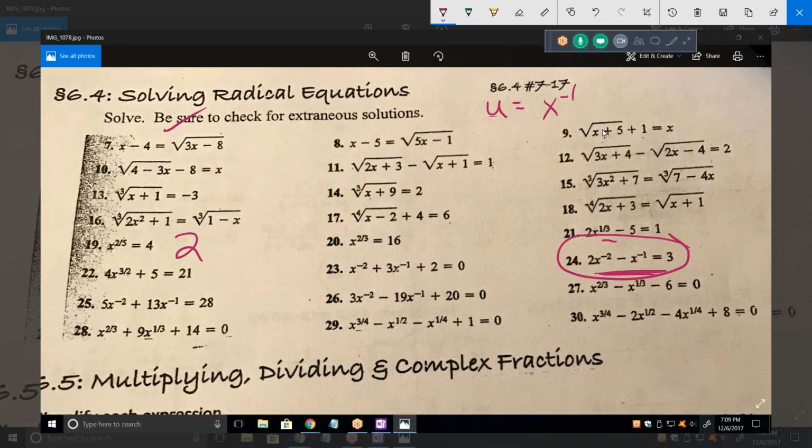So this term right here becomes 2u squared, my apologies, minus u. The 3 is on the wrong side. I want to bring it over and put it here. So minus 3. And now I have a normal looking quadratic that you can factor. Factor that.